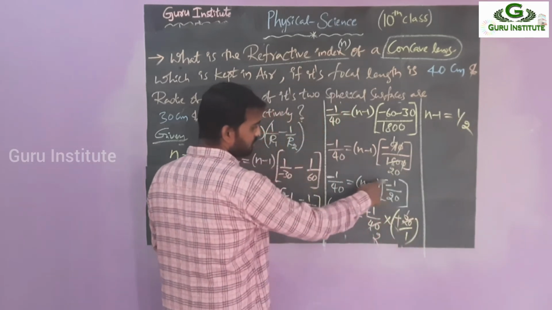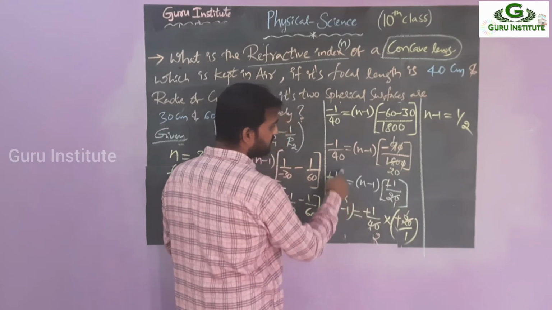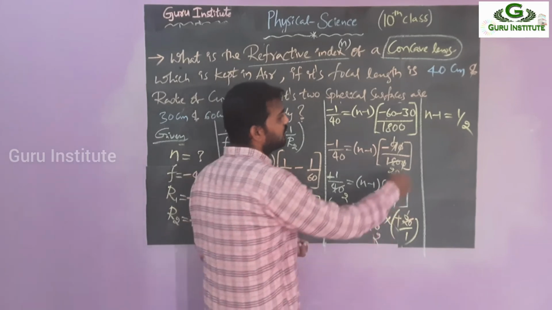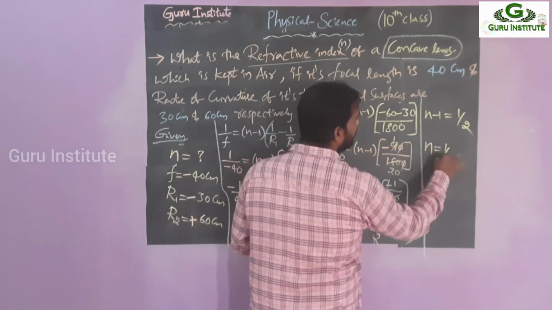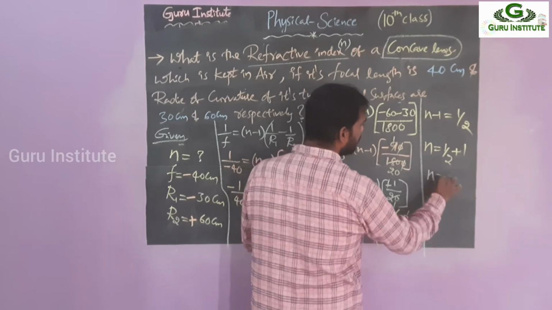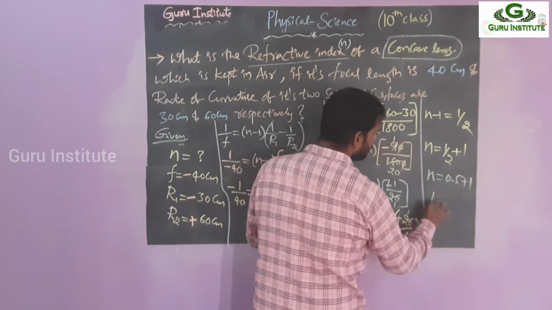If you cancel here also, you can cancel both here also. 21 ja 22 ja. Simply what happened? 1 by 2 you will get. Okay. So n minus 1 into 1, n minus 1, that is 1 by 2. So next, n is equal to what? 1 by 2. This minus 1 going to that side, plus 1. Again n is equal to what? This is 0.5 plus 1. What do you get? Final answer, n is equal to 1.5.